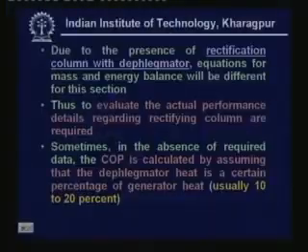Okay. Sometimes the details may not be available and you have to do calculations without these details. So, what is done in such cases, in the absence of required data, is that the COP is calculated by assuming that the deflagrated heat is a certain percentage of generator heat. Okay. So, normally you take a value of about 10 to 20%. That means what you do is you carry out the steady flow analysis of the system, taking the control volume across the entire rectifying system.